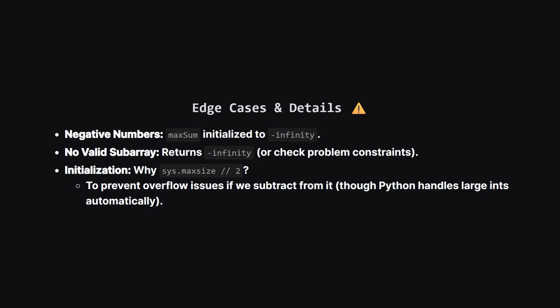That's why we initialize maxsum to -infinity, not 0. Second, why did we initialize the ksum array with a large number divided by 2? In some languages with fixed integer sizes, subtracting a value from infinity can cause an overflow error. Dividing it by 2 is just a safe way to ensure we have a very large number that won't break when we do math with it. In Python, it's less of an issue, but it's good practice.